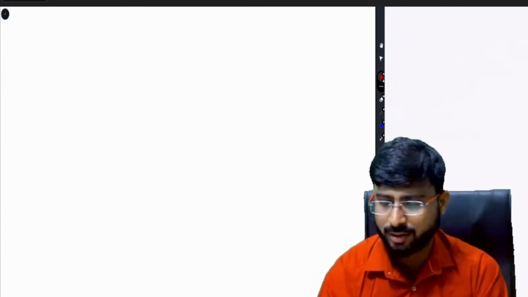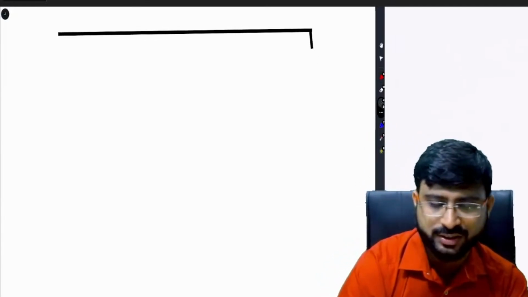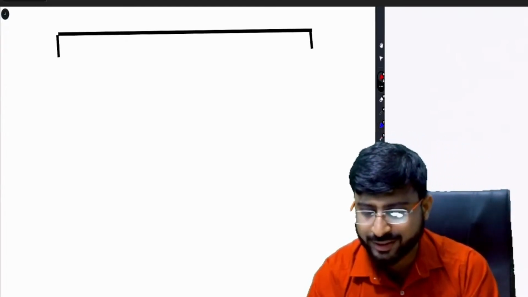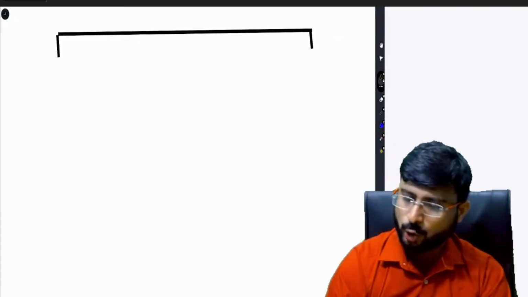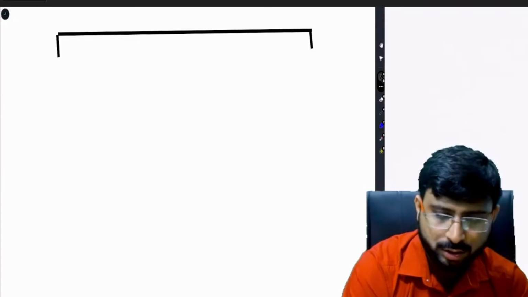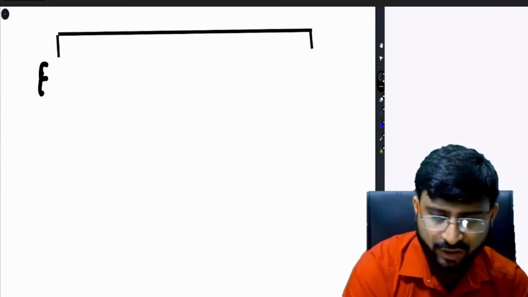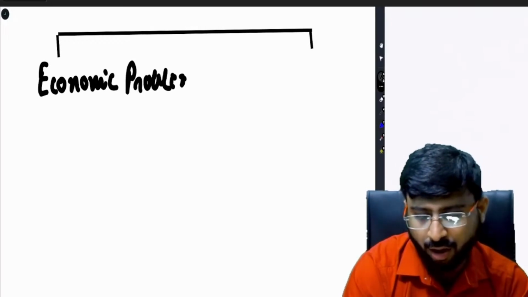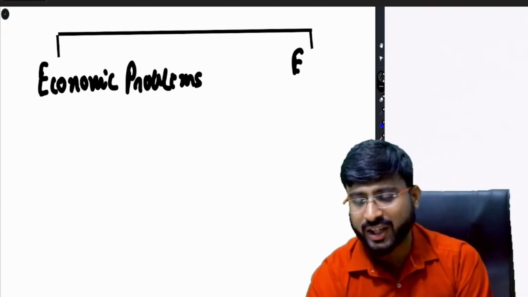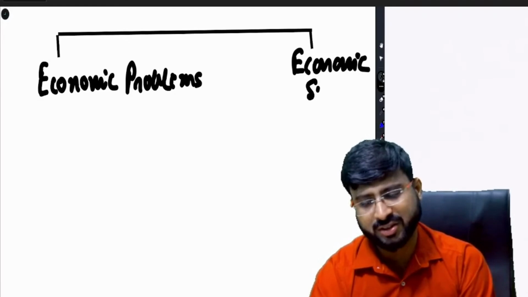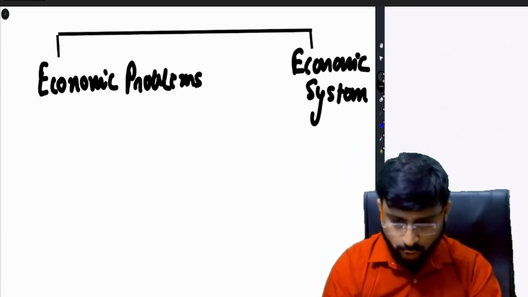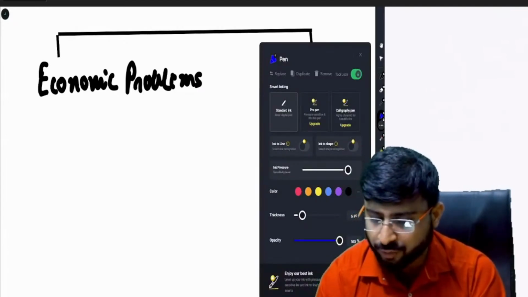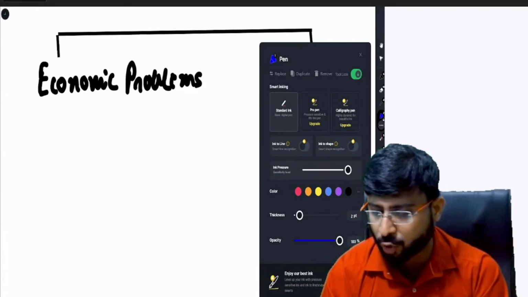So number one, what did we discuss today, everyone? We discussed mainly two heads. On the one hand, we discussed the different economic problems. On the other hand, we discussed the different economic systems. If we talk about economic problems, though we had discussed 4, my main goal is to summarize for you 3 major points that came out of our discussion.